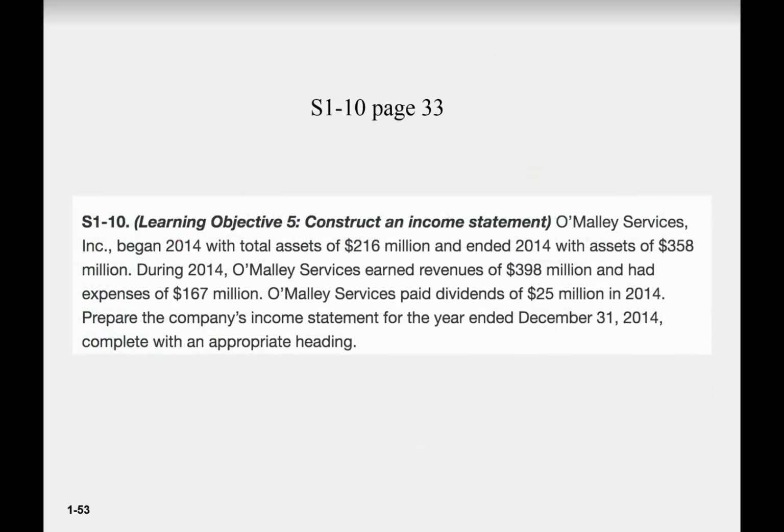At this point, take a moment and solve this problem. This is also part of your My Accounting Lab. It is part of the Chapter 1 practice problems, which are ungraded.